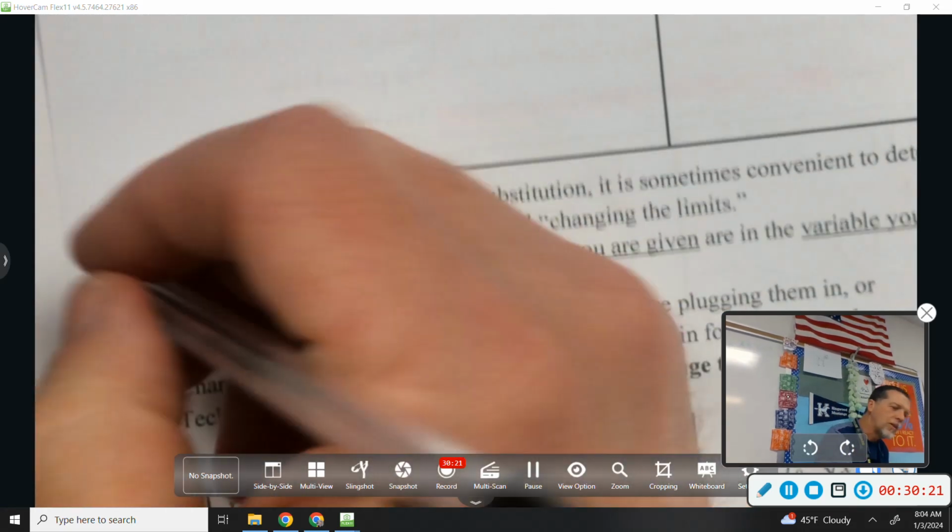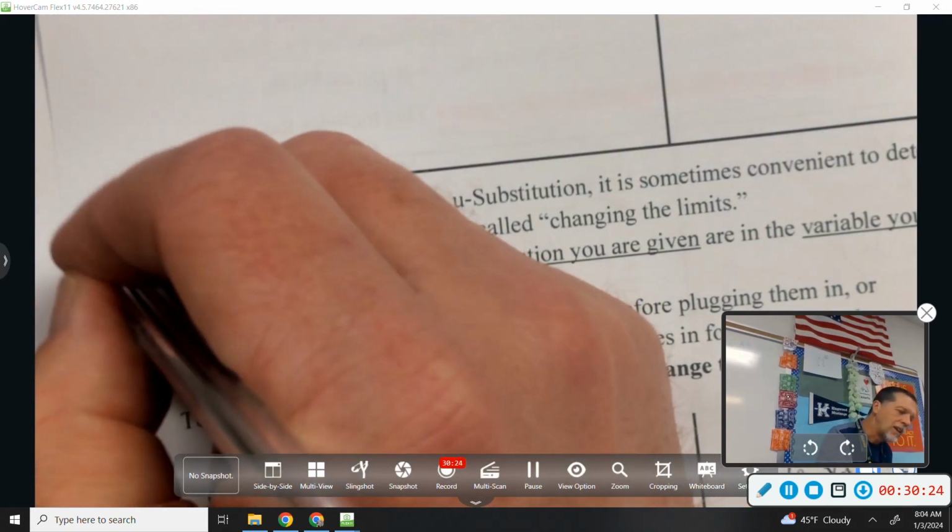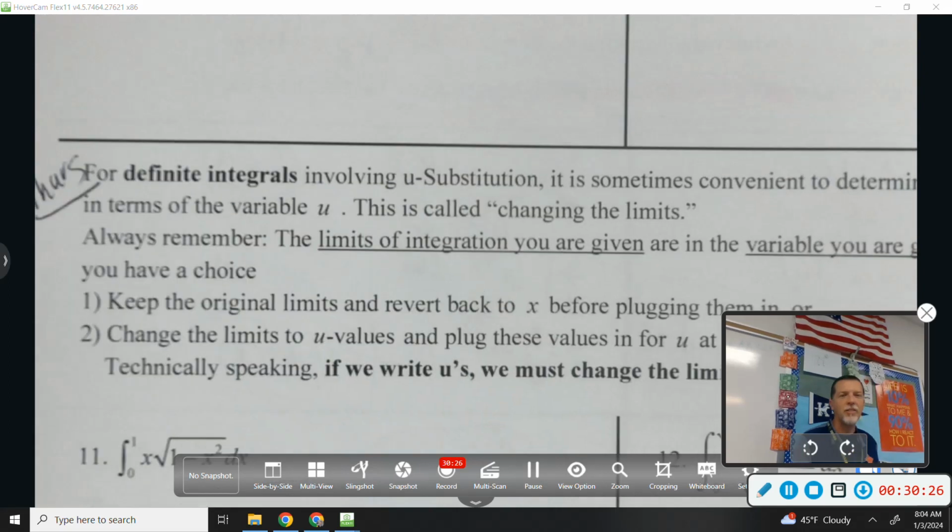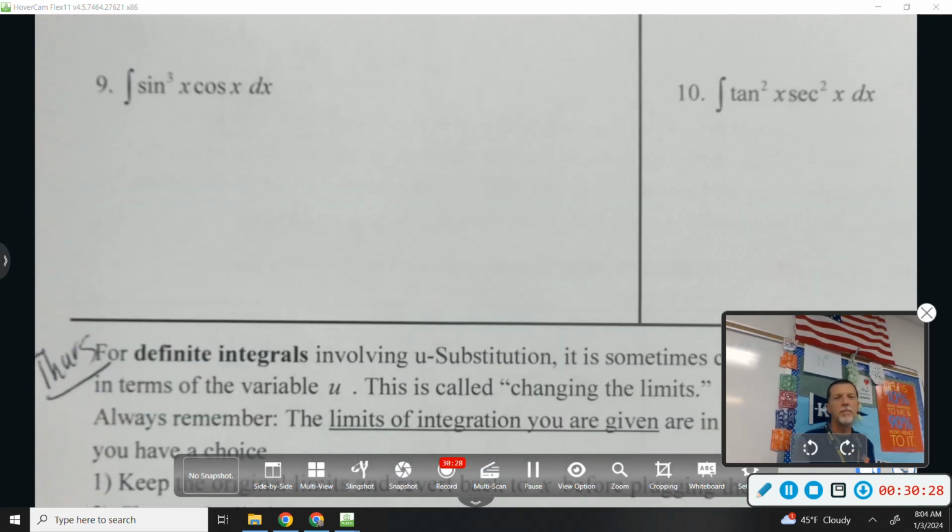By the way, we're almost done, because the bottom half is for Thursday. So 2 more.